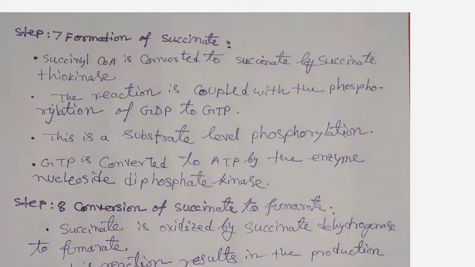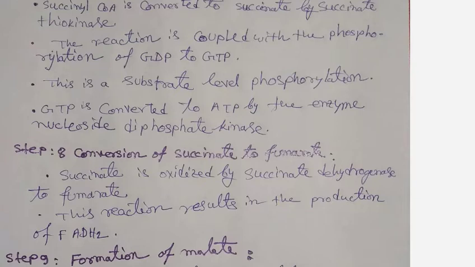Step 7, formation of succinate. Succinyl-CoA is converted to succinate by succinate thiokinase. The reaction is coupled with the phosphorylation of GDP to GTP. This is substrate level phosphorylation. GTP is converted to ATP by the enzyme nucleoside diphosphate kinase.